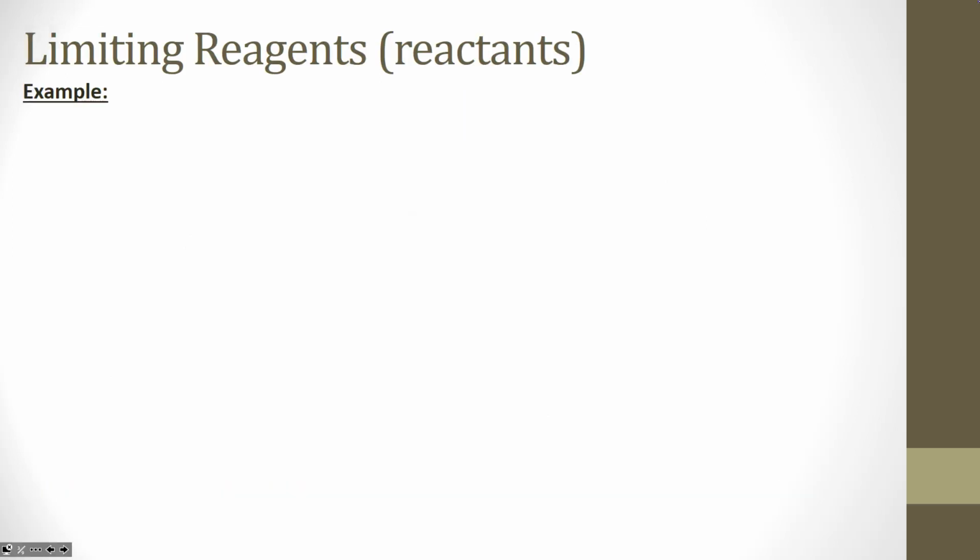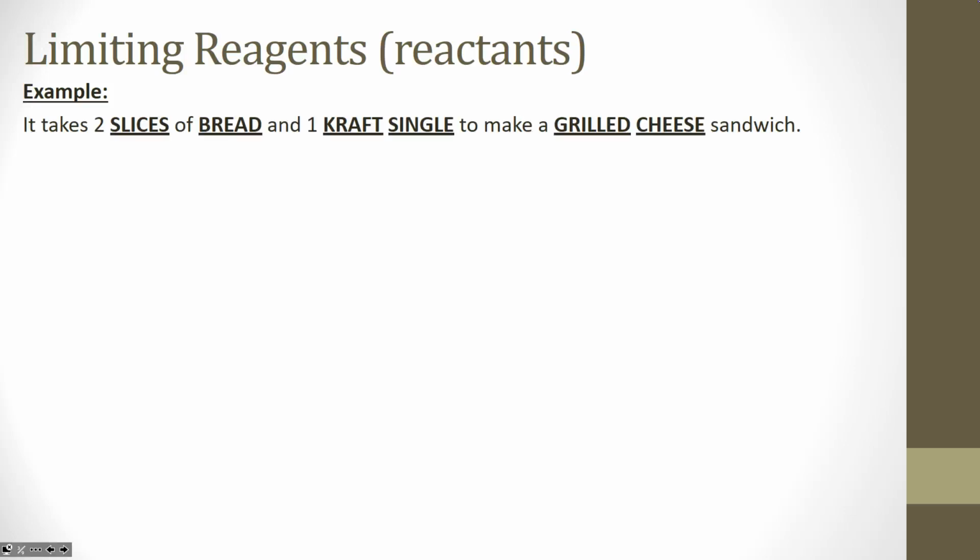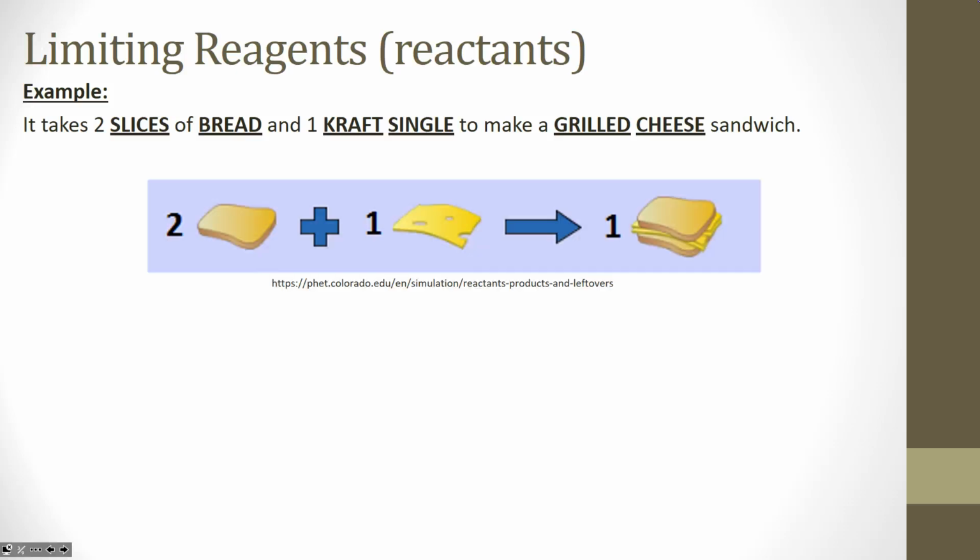Here's another example. My favorite analogy for chemistry, because it's a simple reaction, is making grilled cheese sandwiches. Here's the recipe for making a grilled cheese sandwich. You have 2 slices of bread and 1 Kraft single. I'm still waiting for my sponsorship dollars from Kraft, but regardless, you're going to use those reactants to make 1 grilled cheese sandwich. You add a little bit of heat, so this would be an endothermic process, according to our lesson from before, and this is our recipe.